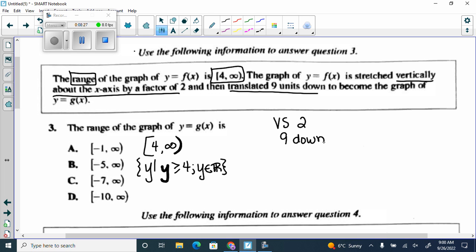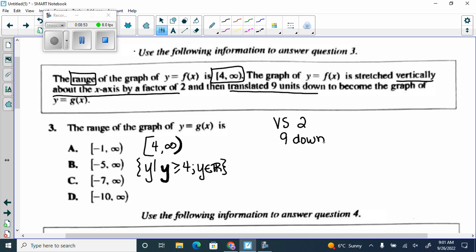What if they put on here horizontal stretch by a factor of smiley face, horizontally translated pig, and reflected in the y-axis? Would we care about any of that? No, because all of that would affect the domain, correct? So they could actually put variables on everything in the middle, and it throws people off. They freak out because they're like, there's a whole bunch of variables. It doesn't matter because what's with the x doesn't actually affect range, correct? So they were nice. They only gave you stuff that affected range.